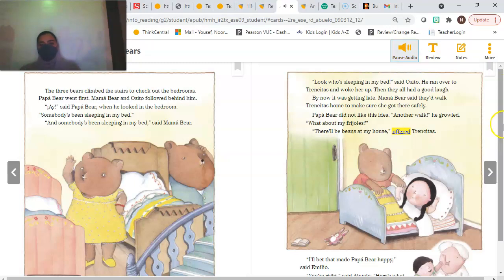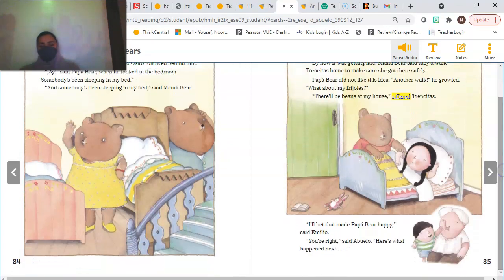Look who's sleeping in my bed, said Osito. He ran over to Trencitas and woke her up. Then they all had a good laugh. By now, it was getting late. Mama Bear said they'd walk Trencitas home to make sure she got there safely. Papa Bear did not like this idea. Another walk? He growled. What about my frijoles? There'll be beans at my house, offered Trencitas. I'll bet that made Papa Bear happy, said Emilio. You're right, said Abuelo. Here's what happened next.